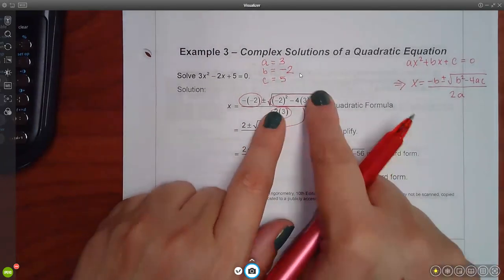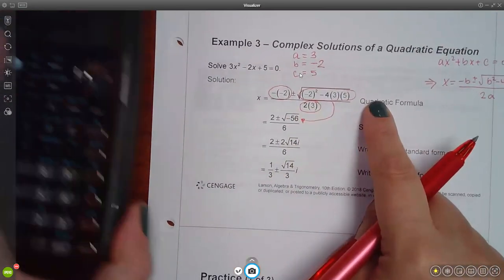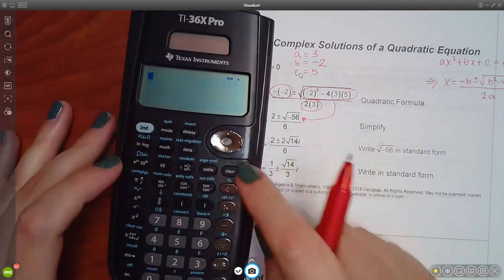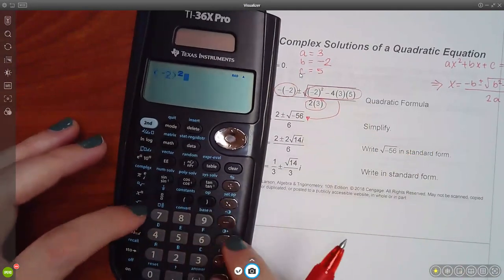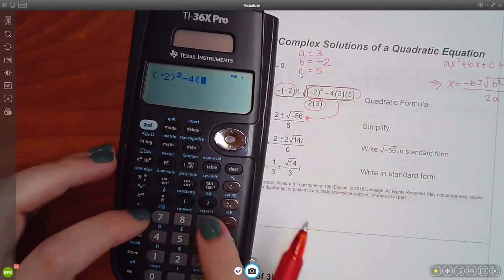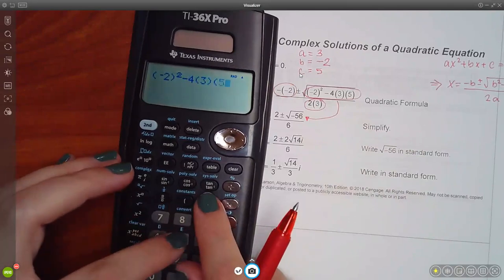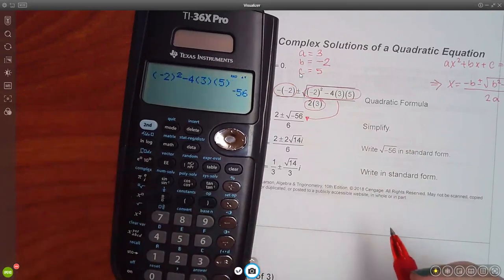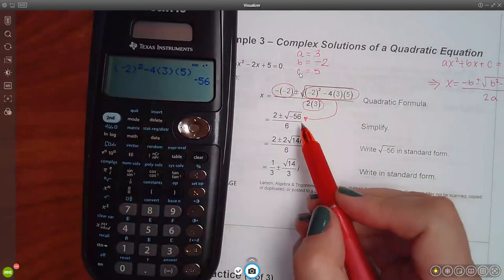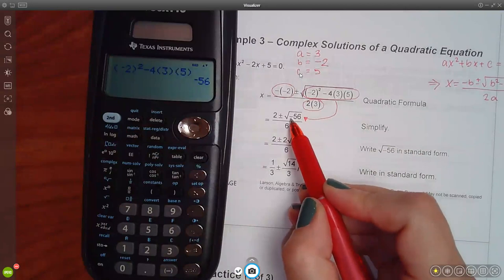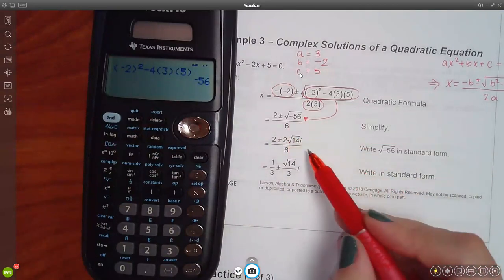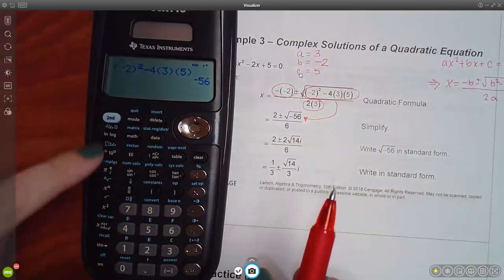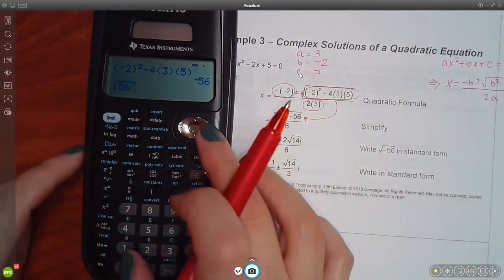But if I plug this whole radicand inside my calculator, I should get this negative 56. But type it in exactly the way it is, parentheses and all. And make sure that you're using parentheses when you're plugging them in on your paper. I do get that negative 56, right? Now, we know that the 56, the negative is gonna come out as an i. Again, I usually write it in the front, but it's okay, they put it in the back. So really, I'm taking the square root of a positive 56.